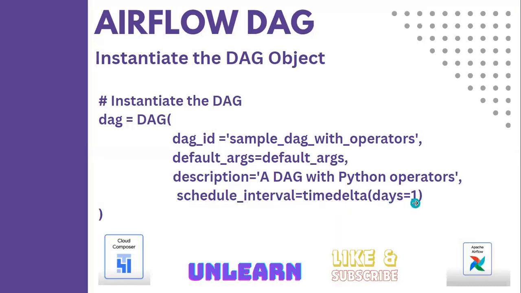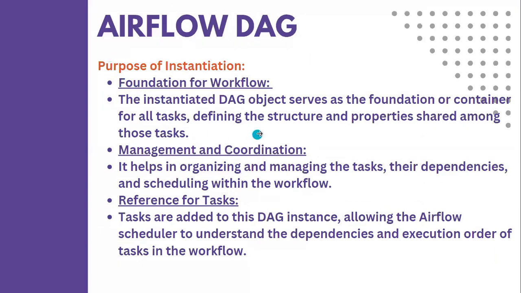timedelta(days=1). Suppose the DAG ran yesterday, and as we are mentioning days=1, today the DAG is going to run again at the same time, and tomorrow also at the same time it is going to run. In such a way, the Airflow scheduler takes care of when the DAG is to be run, and the time interval between two DAG runs is taken care of by the scheduler. Very important. The purpose of instantiation of the DAG object is that it is a foundation for the entire workflow of the DAG file.